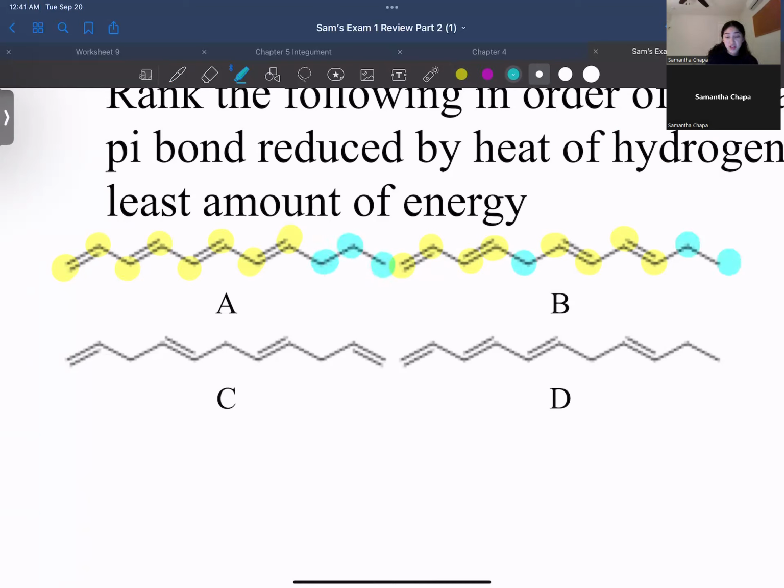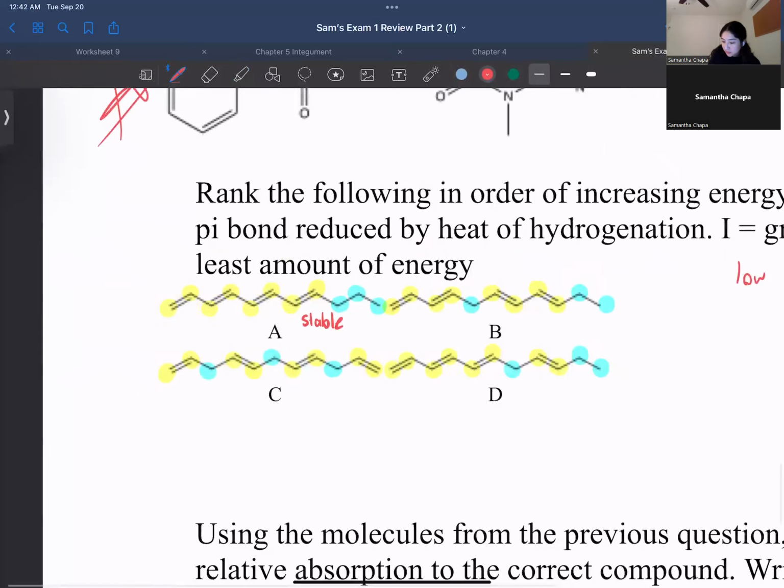I'm going to put all the things that aren't conjugated in blue, so pretty much what we're skipping. Highlighting in yellow all my sp2 atoms. Okay, so I'm going to do A is my most stable because it has a lot more consecutive conjugation. Then D is my second most stable.